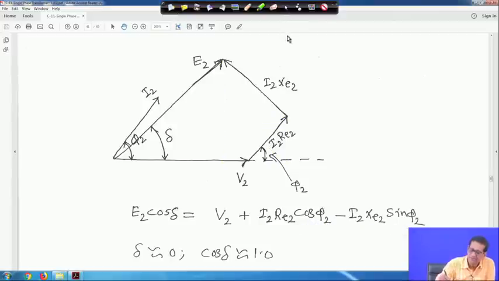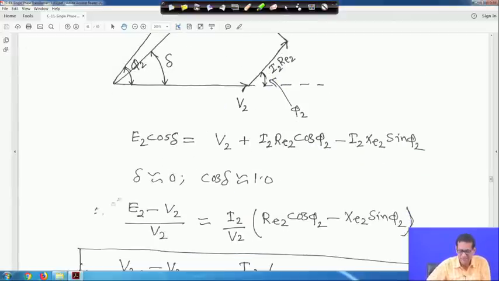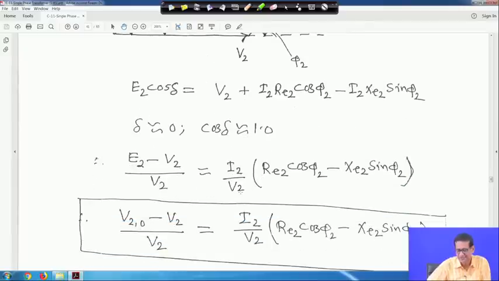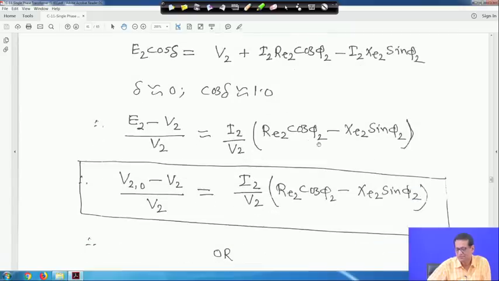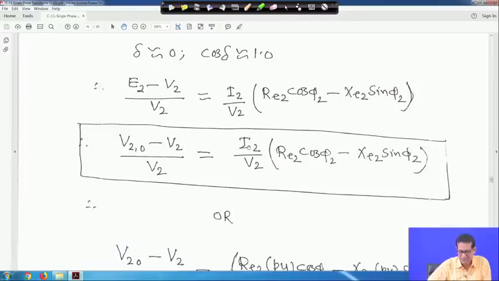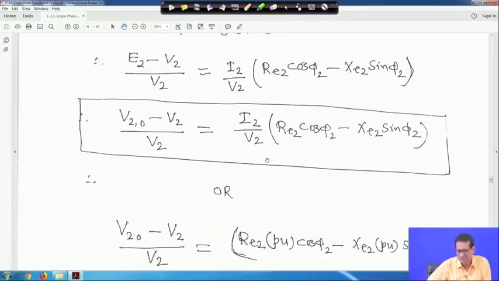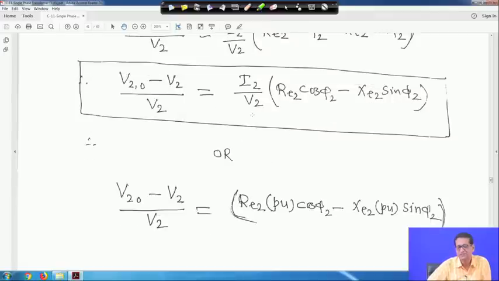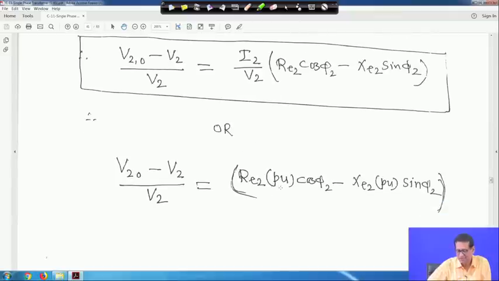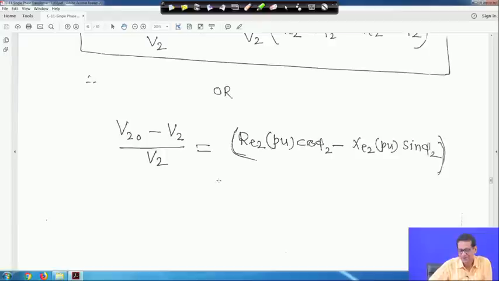We assume delta is equal to 0, so cos delta is equal to 1. So, (E2 minus V2) upon V2 is equal to, the same way, I2 upon V2 times (RE2 cos phi 2 minus XE2 sin phi 2). So, (V20 minus V2) upon V2 is equal to, the same way, ZB2 is equal to V2 upon I2. So, you will get RE2 per unit cos phi 2 minus XE2 per unit sin phi 2. In general, for lagging power factor the sin term is plus for regulation, and for leading power factor the sin term is minus.